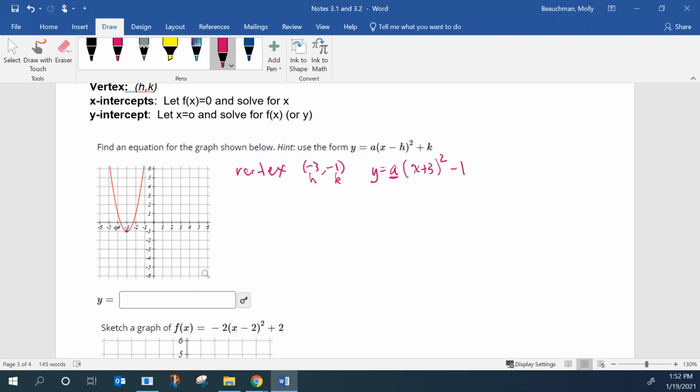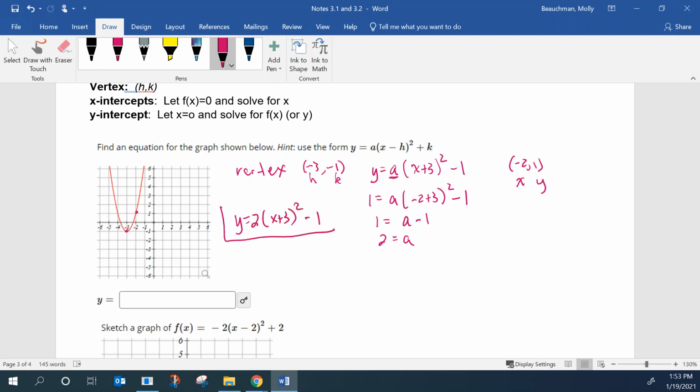So select another point on the graph. Wherever you can see one, there's a point, negative 2, 1. Substitute x equals negative 2, y equals 1, and you'll find a. So we get 1 is equal to a times x, which is negative 2 plus 3 squared minus 1. So I get 1 is equal to negative 2 plus 3 is 1 squared, which is just a. Add 1 to both sides. A is equal to 2. So the equation of this graph is y is equal to 2 times x plus 3 squared minus 1.